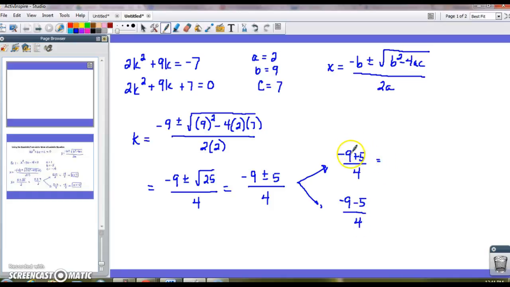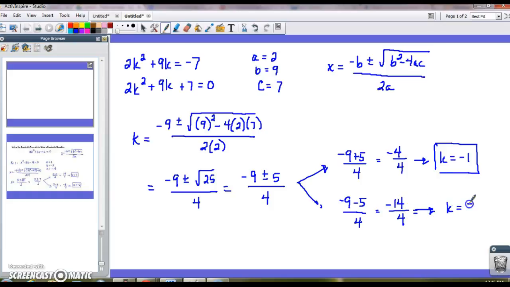So negative 9 plus 5 would be negative 4 over 4. And so k would be negative 1. That's one of my solutions. And here I have negative 14 over 4, which comes out to be not a whole number. It comes out to be a fraction, and that fraction comes out to be 7/2. So k is equal to negative 7/2.